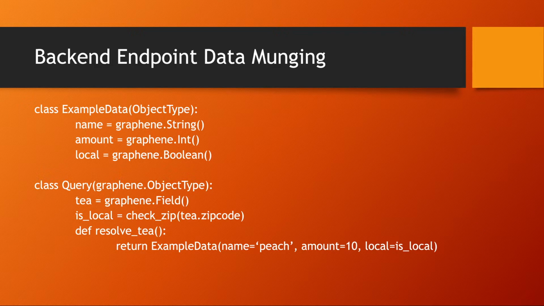So here I've created some example data. I'm going to have a name, an amount, and I'm going to ask whether it's local or not, and that's going to be true or false. I'm also throwing in a little bit of bonus here. What's actually stored in the database is a zip code, to talk about data munging a little bit further. The zip code doesn't know whether it's local or not. It's just the zip code, and that's the piece of data I want stored. I don't want to go any further than that.